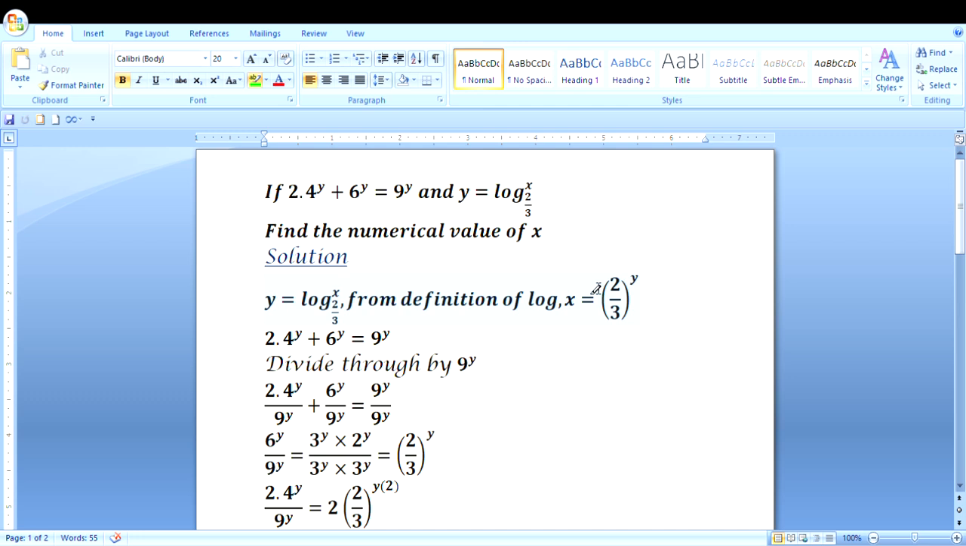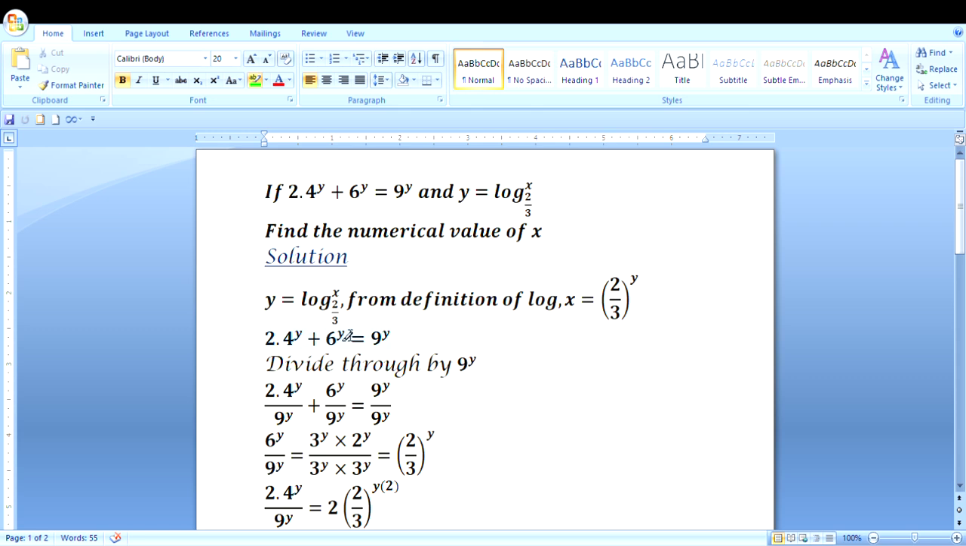Now, let's take a look at this question. If 2 times 4 raised to power y plus 6 raised to power y is equal to 9 raised to power y, and y is equal to log x to base 2 over 3, find the numerical value of x. So, we need to find the value of x that satisfies the equation.